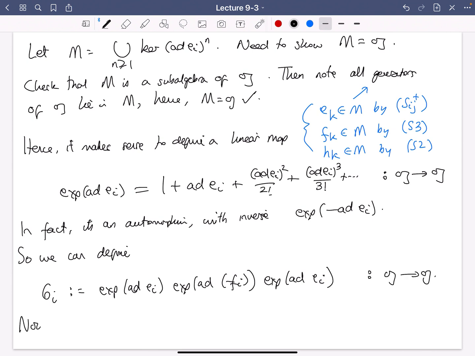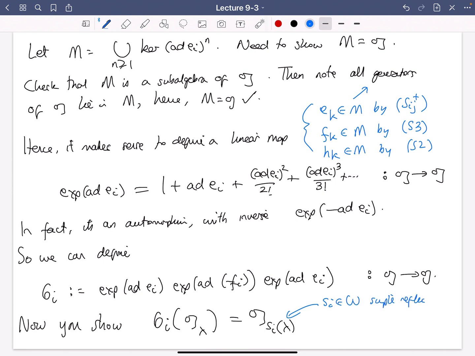And so now, well, this maybe has come a bit out of the blue. It's the first time you've seen exponentiation. This is something I'm going to discuss in week 10 in reasonable detail, so I'm not going to spell out how you show this next step, because you'll see it next week. You show that when you apply this linear map to the subspace g_lambda, you get g_{s_i(lambda)}. And right here, this s_i is the simple reflection in the Weyl group coming from our root system. Remember, s_i(lambda) is lambda minus lambda(alpha_i check) alpha_i.